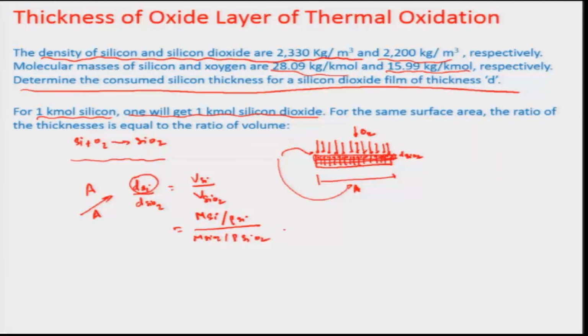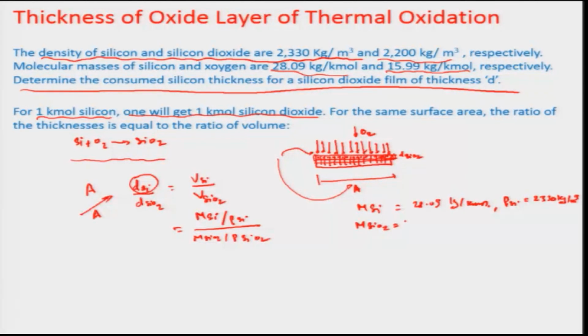And let us find out what the total mass of Si is. The molecular mass of Si, as given here, is 28.09 kg per kilomole, and the density of the silicon, rho Si, is given to be 2330 kg per meter cube.